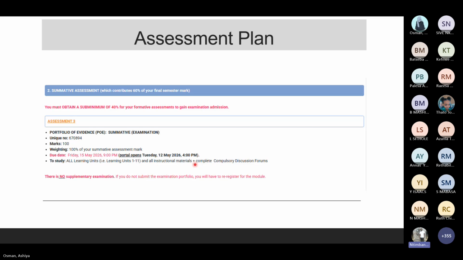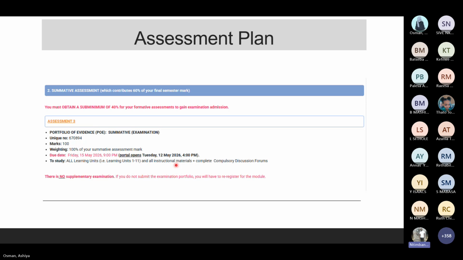And even as far as this one is concerned, you need to have studied all 11 learning units. So the due date is the 15 May 2026 at 9 p.m. And the portal will open on the 12th May 2026 at 4 p.m. Sometimes we have a wish of opening these assessments early. But remember, there are policies and guidelines that guide us when we are teaching you.